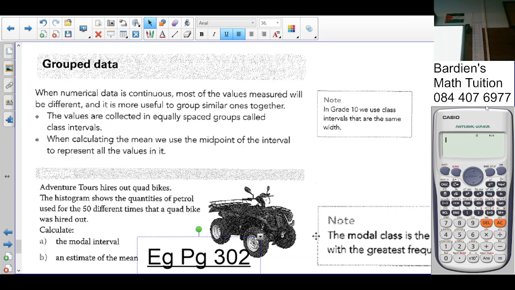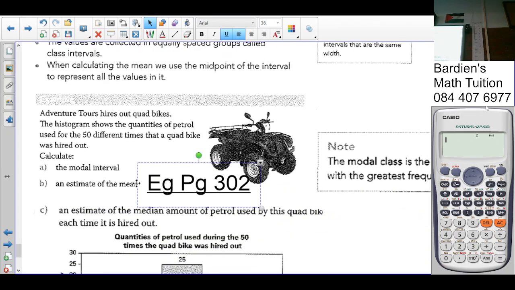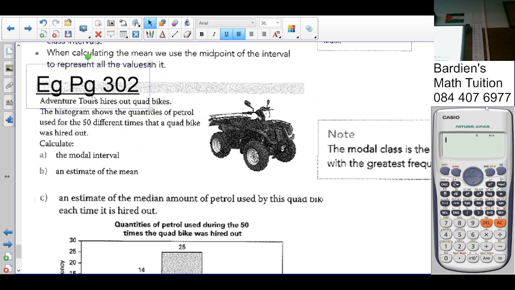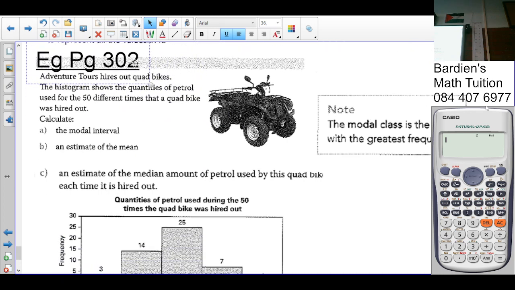values in it. Okay? So note, in grade 10, we use class intervals that are the same width. Okay? So the distance from one end to the other is of equal distance in the next class interval from the starting point to the ending point. Okay? This is an example, and examples on page 302. Okay, then.